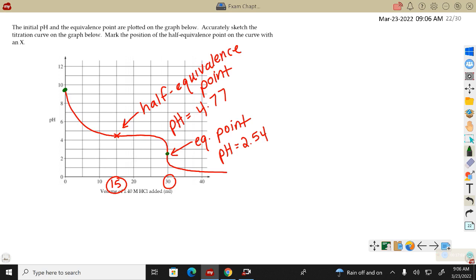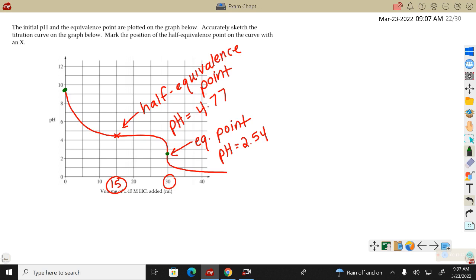Now, they wanted me to mark an X at the half equivalence point. Well, when they had the equivalence point marked in, it was around 30 milliliters. So I'm looking for my half equivalence, or my halfway point, to be around 15 milliliters. And I should be marking that around a pH of 4.77.